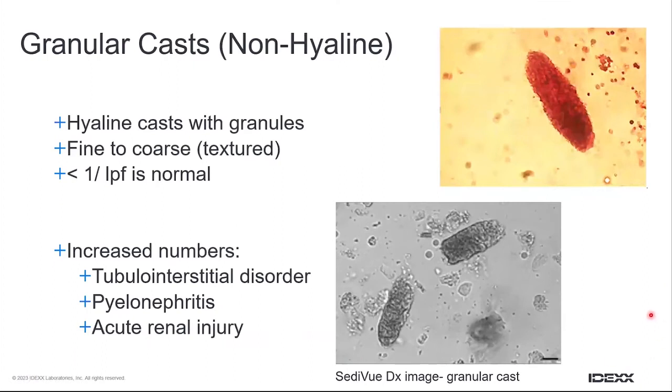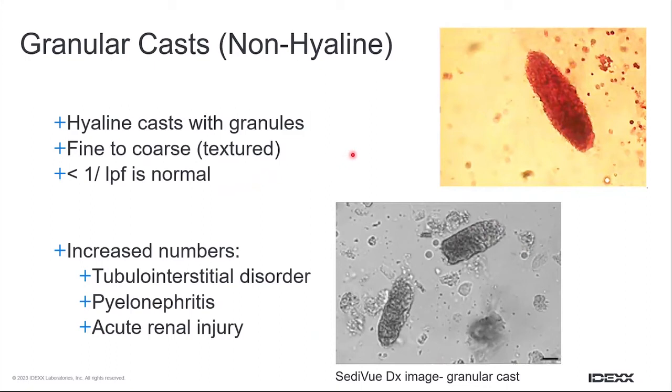Compare that with granular casts, which you can see on your screen here. They're effectively hyaline casts that contain some granules, so they kind of look a little bit similar, but with granules inside. So they're no longer transparent. They can have either a fine to coarse textured appearance, and once again, very low numbers are considered normal, but increased numbers should cause concern.